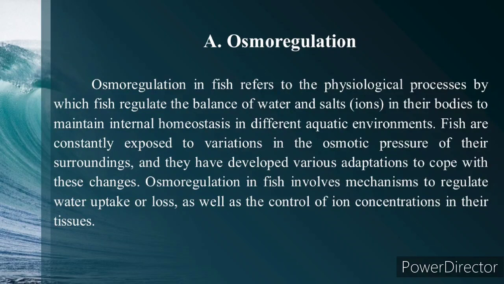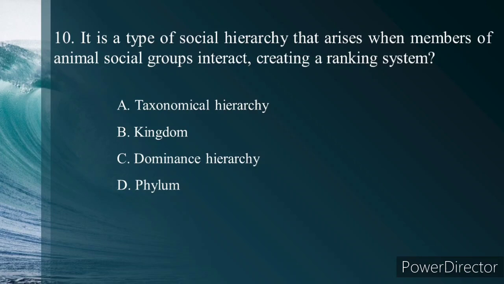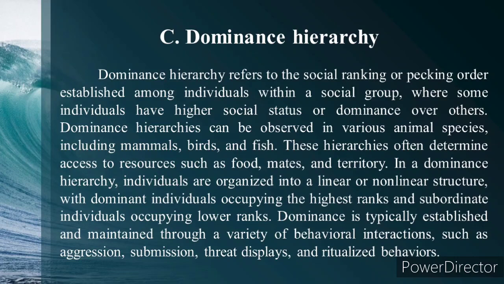their tissues. Number 10. It is a type of social hierarchy that arises when members of animal social groups interact, creating a ranking system. A. Taxonomical hierarchy. B. Kingdom. C. Dominance hierarchy. D. Phylum. 1, 2, 3. The answer is C. Dominance hierarchy.